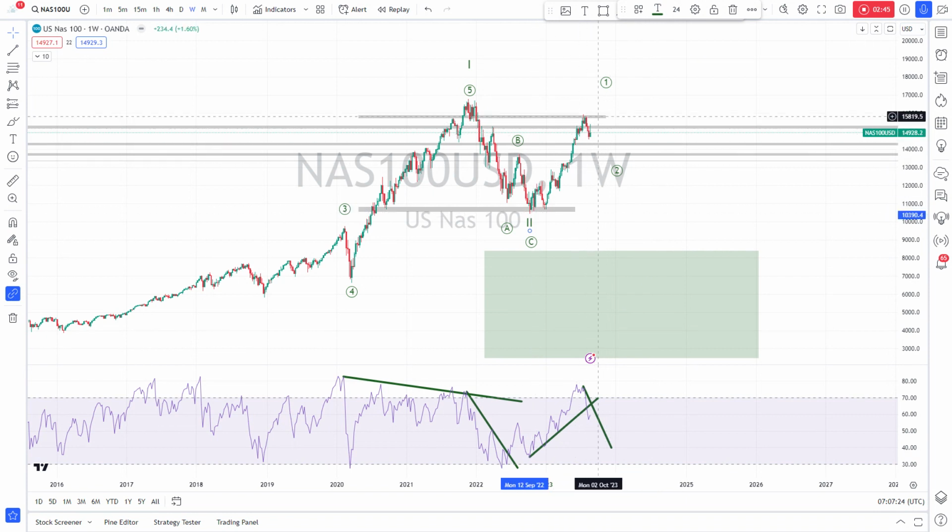Current price level is here, so there is quite some separation. I think it does not really make sense at this point to call for a Nasdaq which goes to 8,000 or something, while we are now around 15,000. But it is possible. It's something that's in the back of my head. Let's say, it is a possibility.